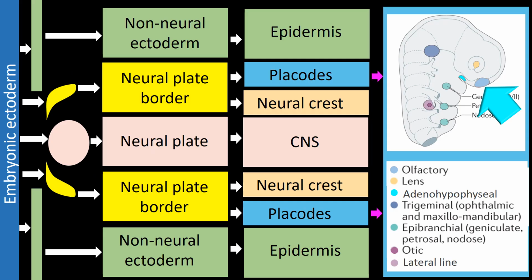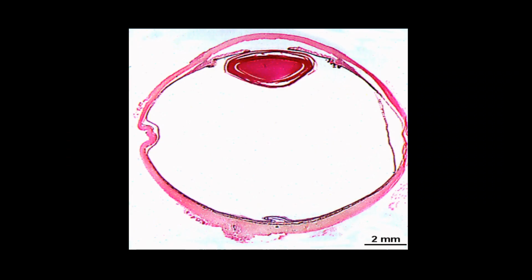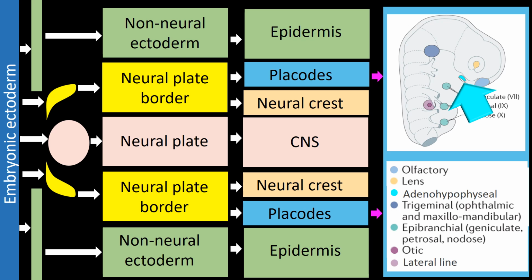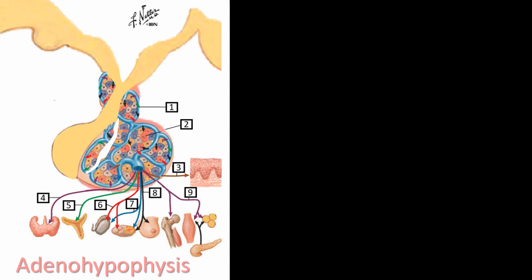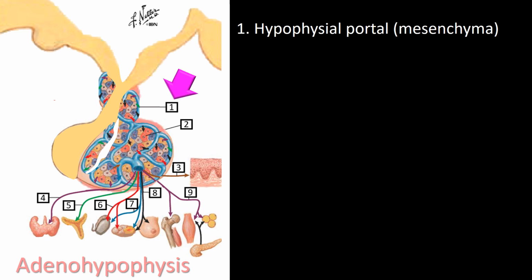After the olfactory placode, I will briefly mention the lens placode. The lens placode, as suggested by its name, forms the lens. Next, we will talk about the adenohypophyseal placode. The adenohypophyseal placode gives rise to Rathke's pouch, which forms the adenohypophysis. The function of the adenohypophysis is dominated by a mesenchymal structure, the hypophyseal portal system.